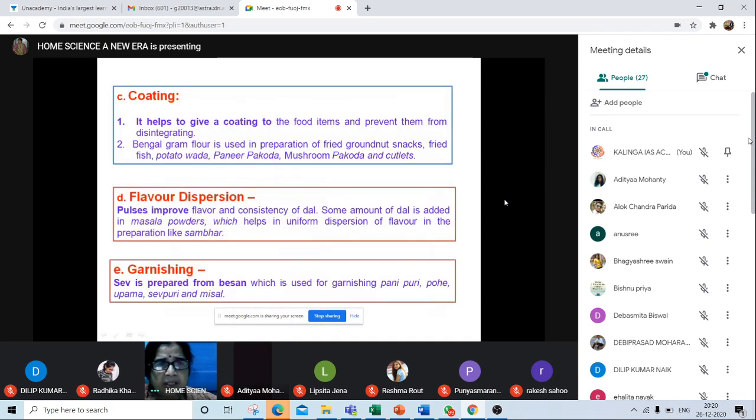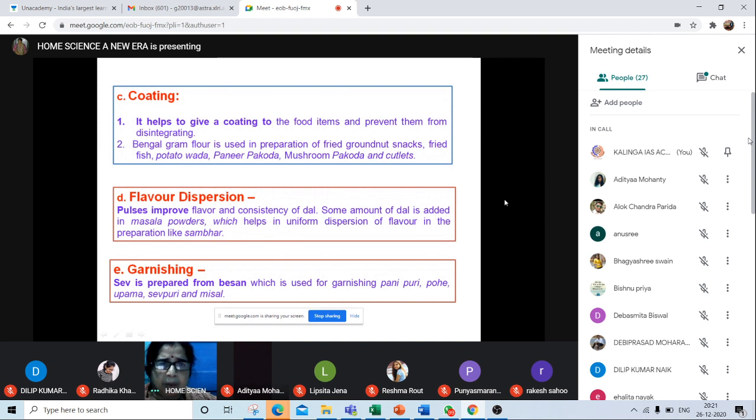Then the third one is coating. It helps to give a coating to the food item and prevent it from disintegrating. Bengal gram flour is used in preparation of fried groundnut snacks, fried peas, potato vada, paneer pakoda, mushroom pakoda and cutlet, etc. Then flavor dispersion.